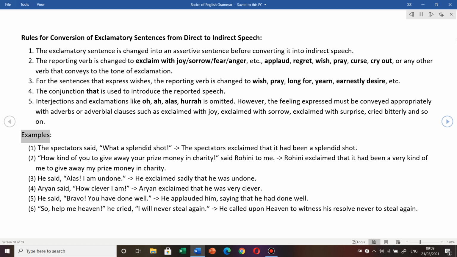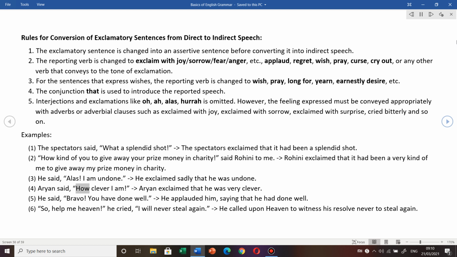Examples. The spectators said, "What a splendid shot!" The spectators exclaimed that it had been a splendid shot. "How kind of you to give away your prize money in charity," said Rohini to me. Rohini exclaimed that it had been very kind of me to give away my prize money in charity. He said, "Alas! I am undone." He exclaimed sadly that he was undone.